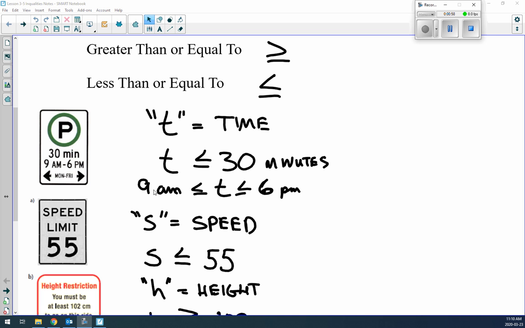And the second part here, between 9 a.m. and 6 p.m. So 9 a.m. is less than or equal to T, less than or equal to 6 p.m. So you can park there right at 9 and park there right at 6. But anytime outside that, you can't do your 30 minutes.